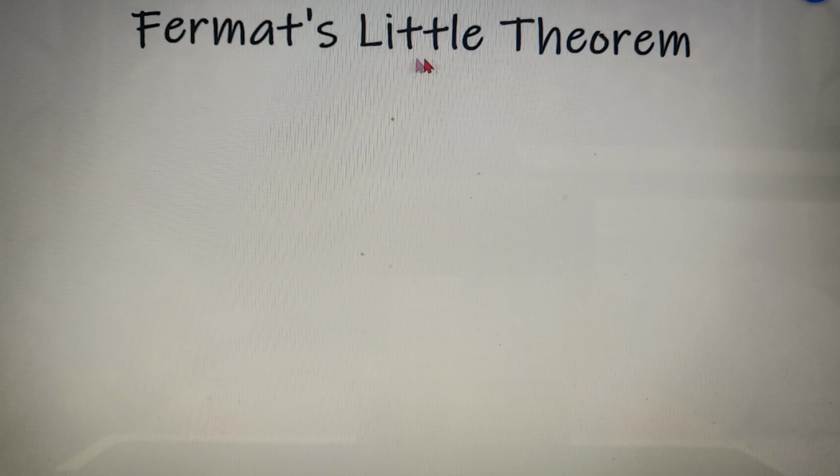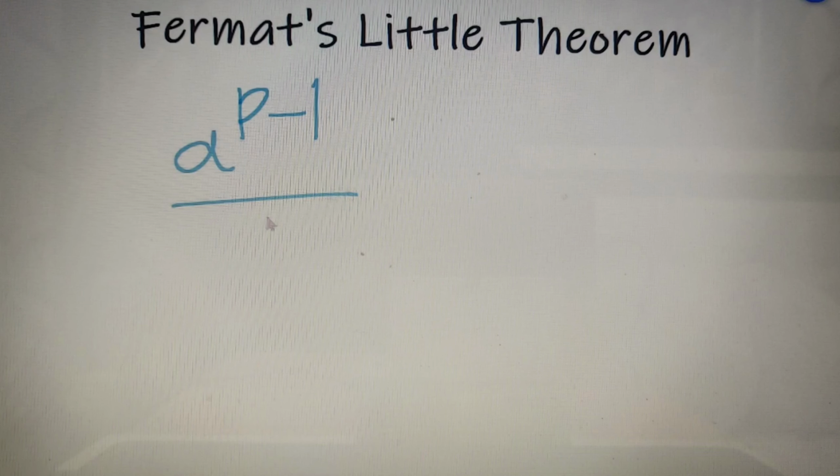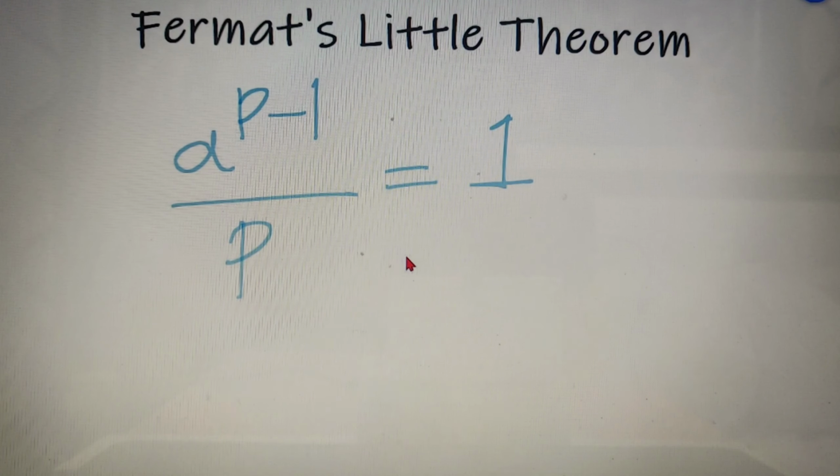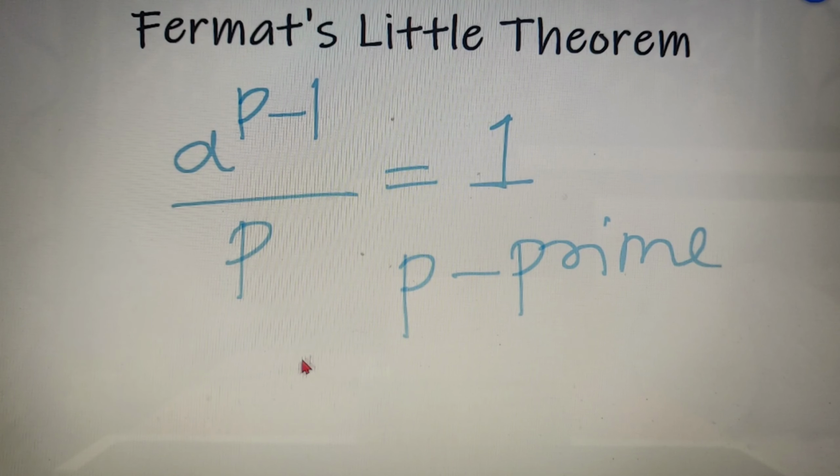So according to Fermat's little theorem, when a to the power p minus 1 is divided by p, the remainder obtained is 1, and over here p is a prime number and a and p are coprime to each other.